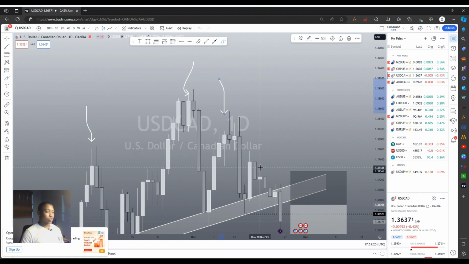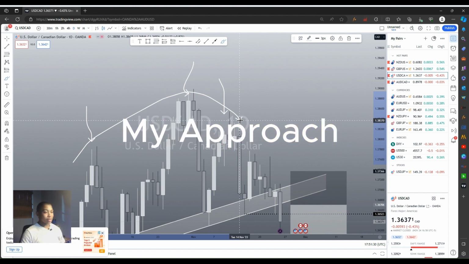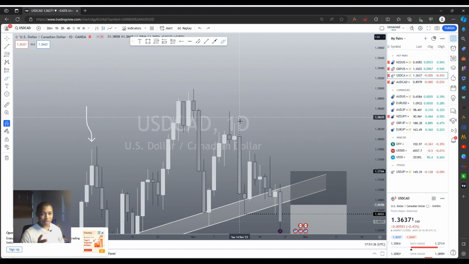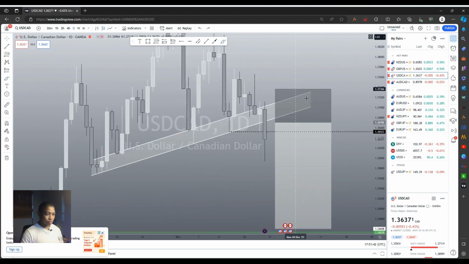For me, what I saw was the trend failing to make higher highs and starting to make lower lows, meaning price has officially reversed. And now what I'm looking for is sells. And this is how I'm going to approach this specific setup going into this week.